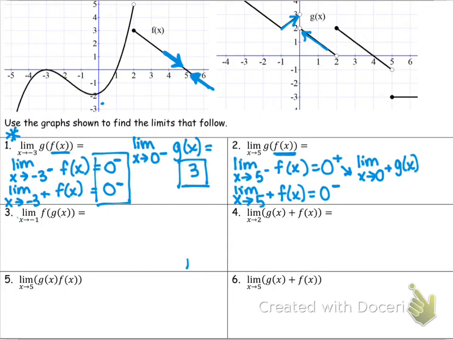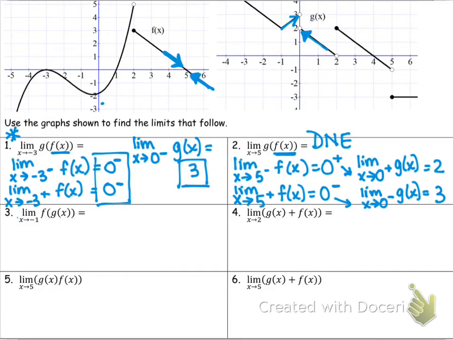So the limit as x approaches 0 from the right-hand side is going to be 2. And now this tells me that I'm going to find the limit as x approaches 0 from the left of g of x. And that is, looking at the graph, going to be 3. So since those are not equal, this is D and E. Okay, let's keep going a couple more.